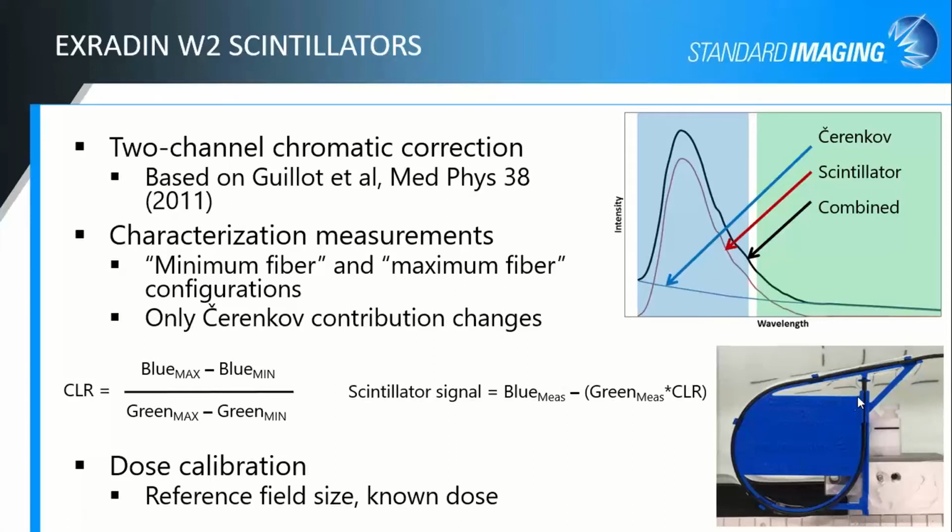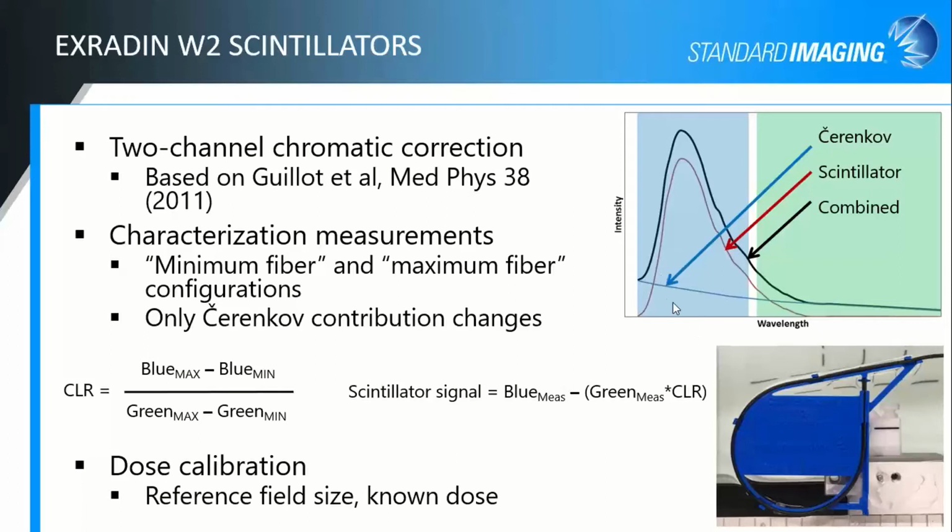You do a measurement, what we call a minimum fiber measurement, where you have the scintillator fiber coming straight out with as little of the fiber irradiated as possible, and then a maximum fiber configuration measurement where you would wrap the fiber around in this channel in order to have more fiber in the beam. The idea is that you're keeping the dose to the scintillator constant and changing only the Cherenkov level.